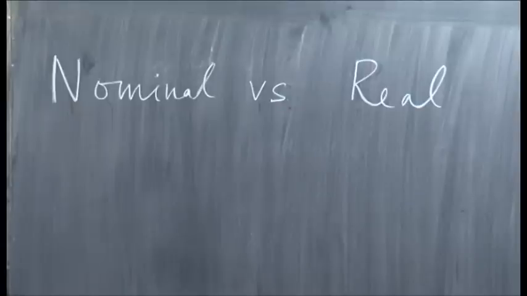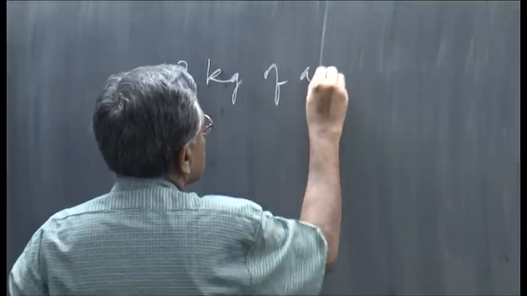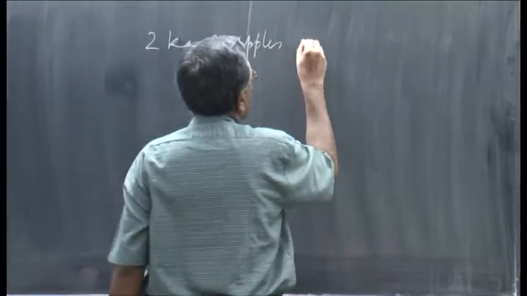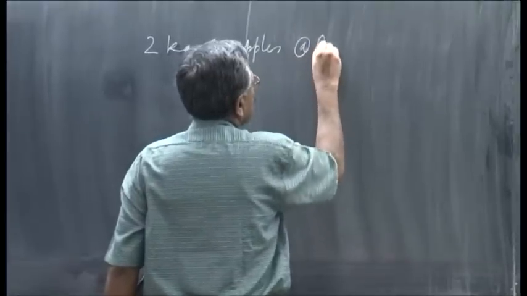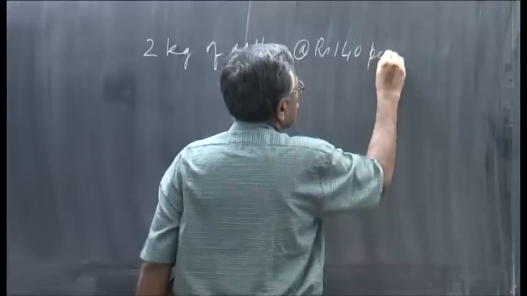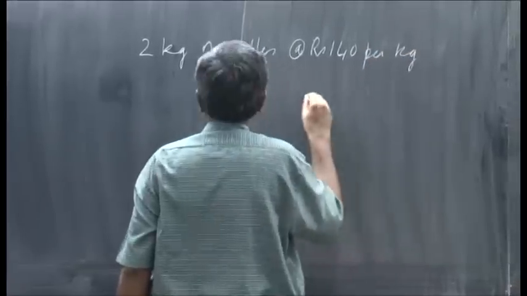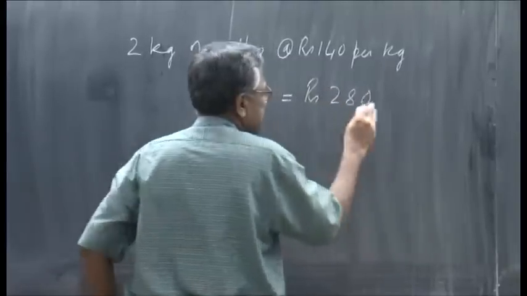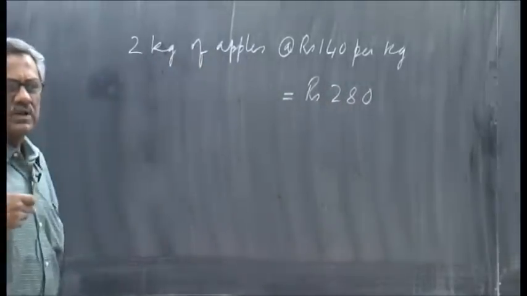So I want to know the real value, all right? So he spent 2 kgs of apple, he spent at rupees 140 per kg, is equal to rupees 280. That is the nominal income to him and my nominal expenditure.